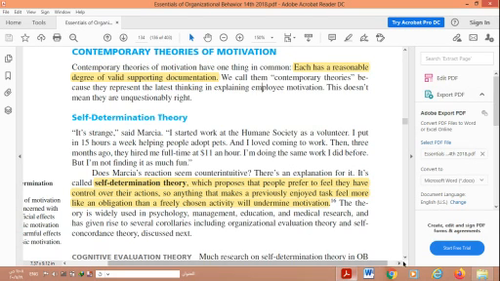Self-determination theory proposed that people prefer to feel they have control over their actions. So anything that makes a previously enjoyed task feel more like an obligation than a freely chosen activity will undermine motivation.